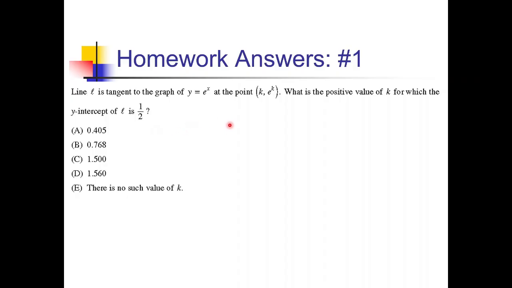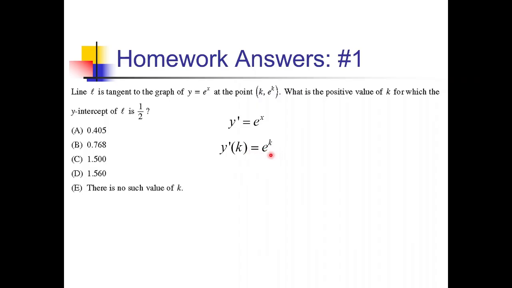If we're going to get a tangent line, we need an x, a y, and a slope. Now they already told us the x and the y. That's k and e to the k. We don't know what k is. We're going to find it later, but that's going to be good enough for now. For the slope, we need to take the derivative of the original function, y equals e to the x, and then we need to plug in the x value k for that. So the slope of e to the x is just e to the x, and if I plug k in for x, I get e to the k. So e to the k is the slope.